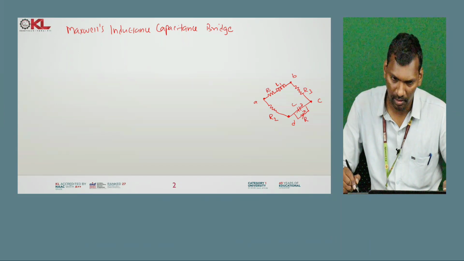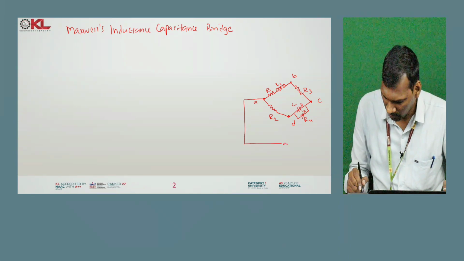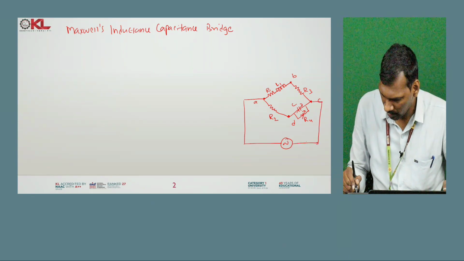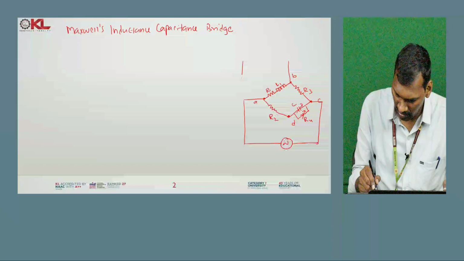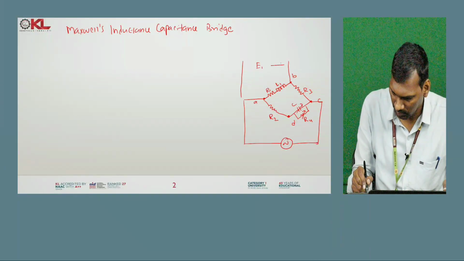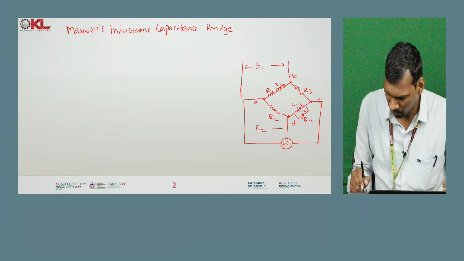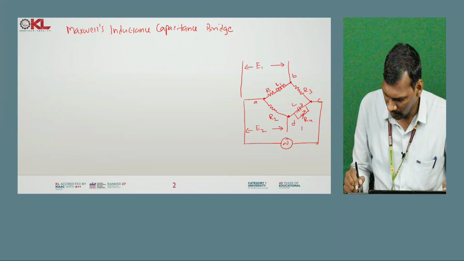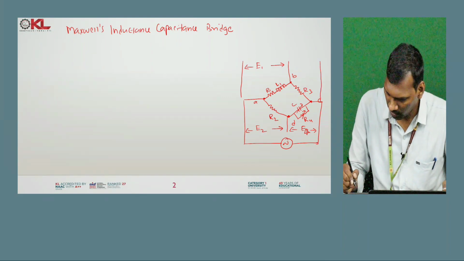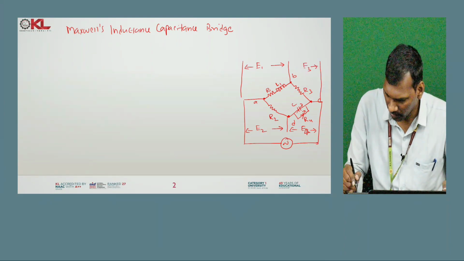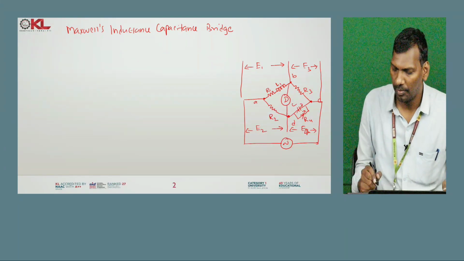So this is R4, and the voltage is connected between the terminals A and C. The voltage across the terminals AB is given as E1, and the voltage across the terminals AD is E2, and DC is E4, and BC is E3, and a deflector is connected between the terminals B and D.